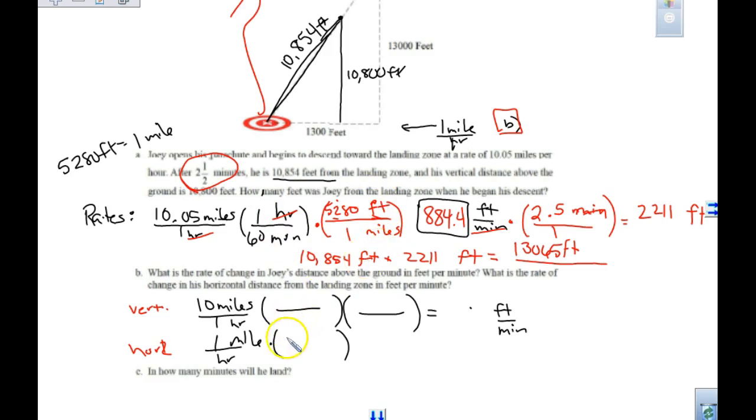Not at all. If you like changing and getting rid of your hours, put the hours first, right? I want minutes in my denominator, right? That's my final answer, right? Minutes in the denominator. What do I want on top? I want feet. So when I do my conversions, I have to have those units in the right spot. And then I just use the other word to go with it, right? So I'm going to have my mile, and I'm going to have my hour.